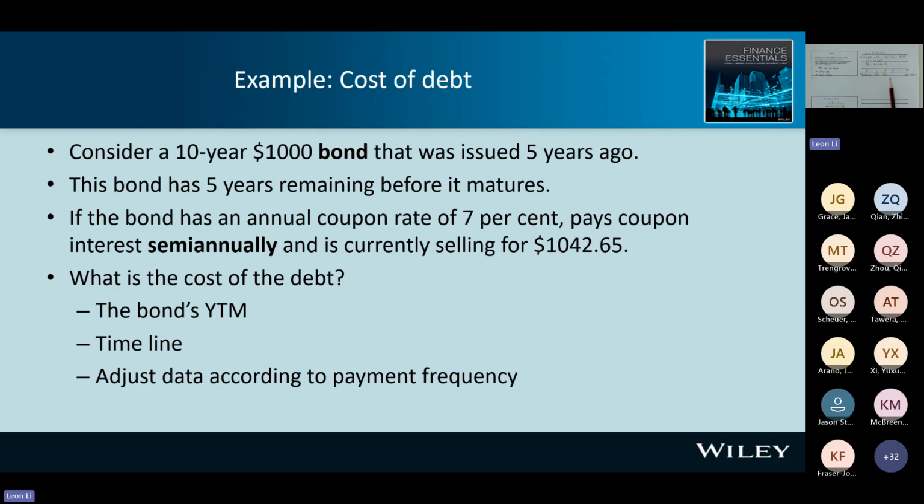Then I draw the timeline. Number of periods 10. Coupon payment $35 every period. On the maturity date, coupon payment plus face value payment, the lump sum payment, right? Bond price today, this amount, right?